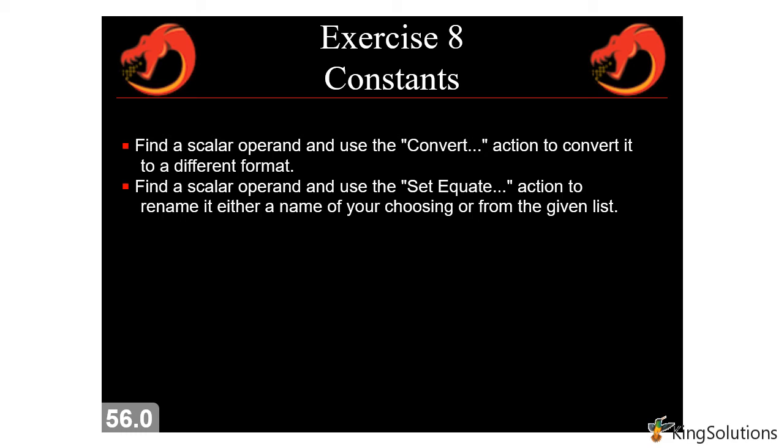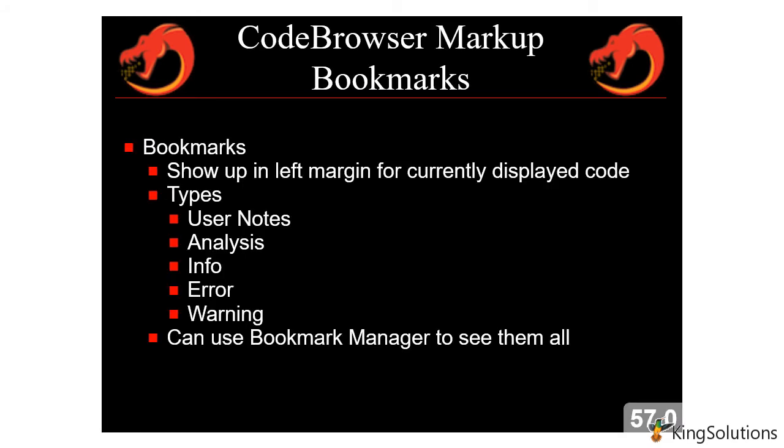Exercise 8. Constants. Find a scalar operand and use the convert action to convert it to a different format. Find a scalar operand and use the set equate action to rename it to either a name of your choosing or from the given list.